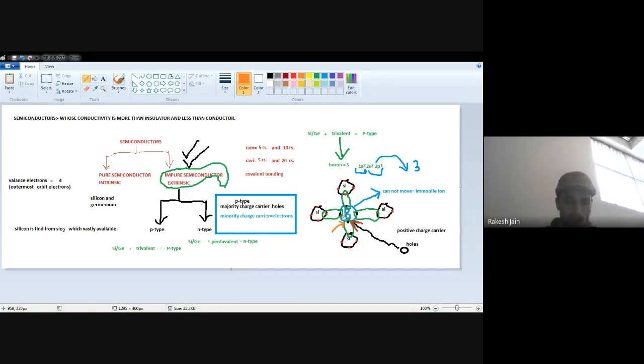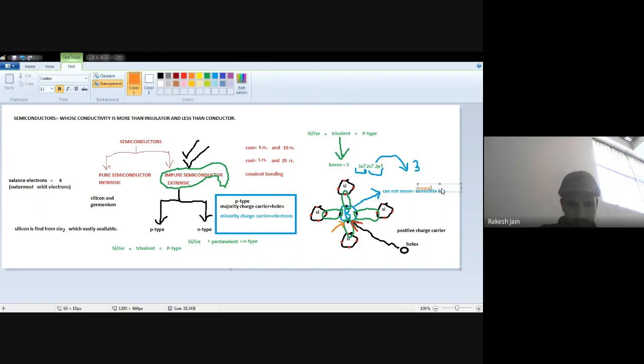But to make the covalent bond, this boron uses an electron from another side. Electron is a negative charge carrier. So which is increasing in boron, positivity or negativity? Because boron uses an electron, negativity is increased. So it is a negative immobile ion. Boron is a negative immobile ion.